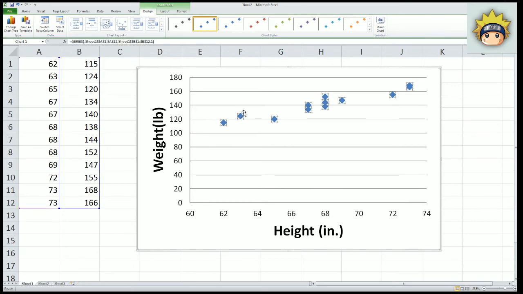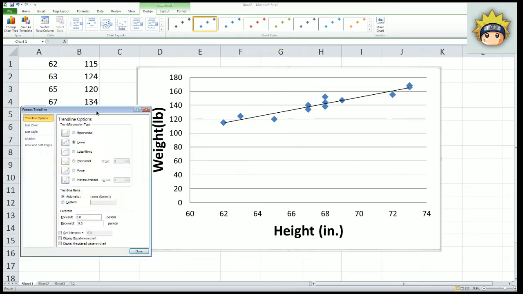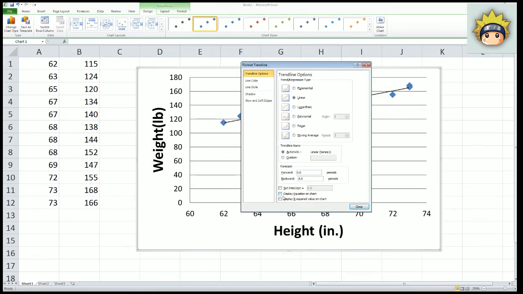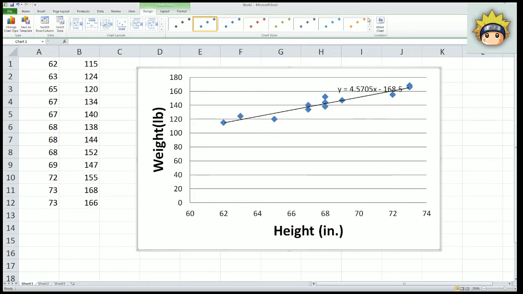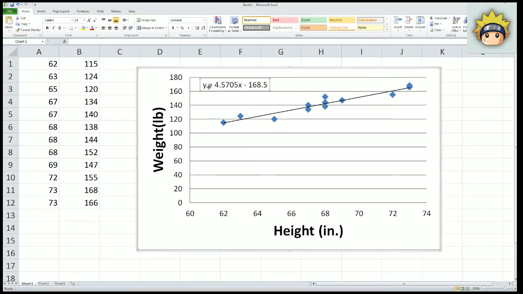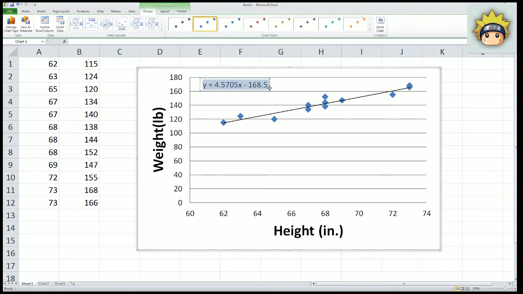Do you see how it's highlighted? It's not selected. Now it's selected. Do you see that? It goes around the box. Right click, add trend line. You will see this option come up. You will hit display equation on chart. There you go. That is my equation that I have. Very straightforward, okay? Let me just select this.